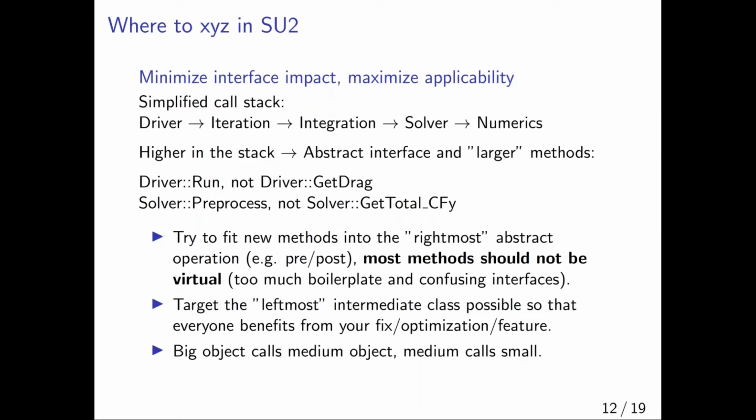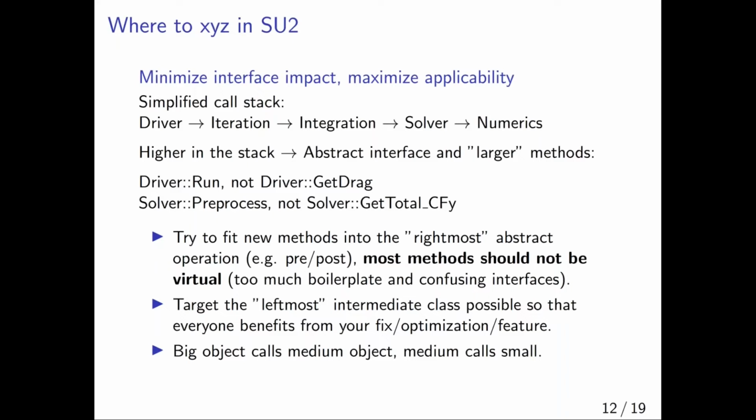Given these changes in SU2, where should a feature be implemented? Essentially, what we want is to minimize the impact to the high level interface of the code, while maximizing the applicability of a new feature. A simplified call stack of SU2 is that you have drivers that use iteration classes that then call integration classes that use the solvers that use the numerics. The higher you go in this stack, the more abstract the interface should be and the methods should be larger. For example, you want to have driver run and you don't want driver get drag, or very physics specific things in these very high level classes.